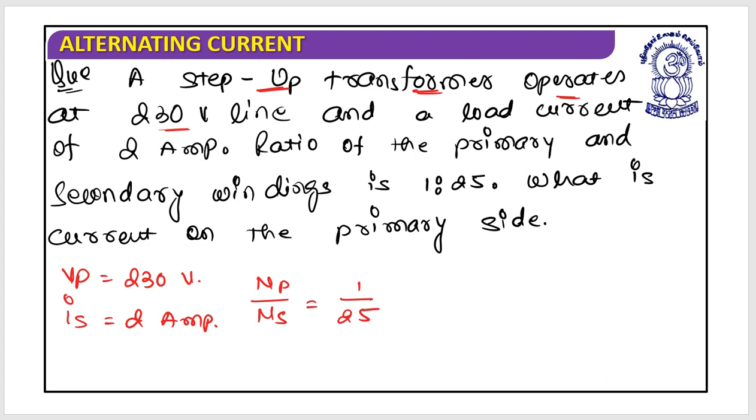What could be done? As we know, NP is to NS is given 1 is to 25. So this is equal to ES by EP. That is equal to, P is equal to VI, so this is IP is to IS. This is equal to NS is to NP. This is the relation. I hope this is clear.